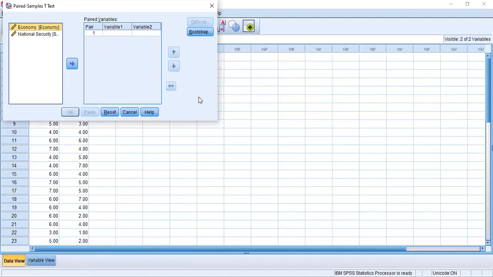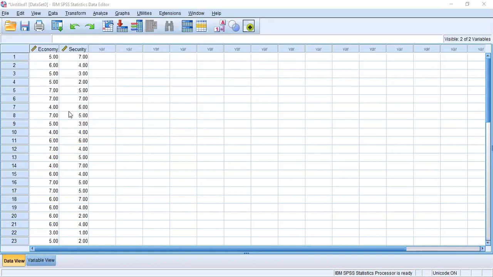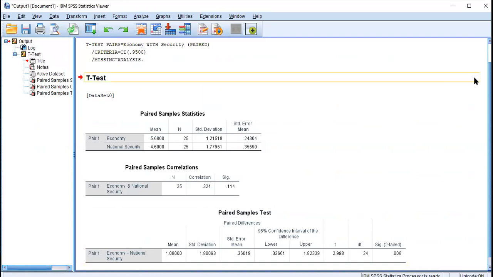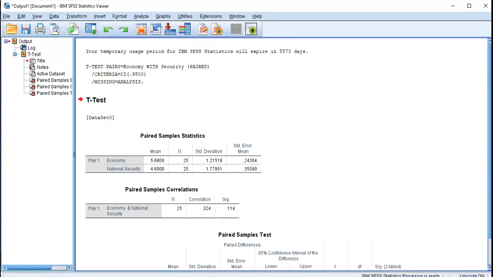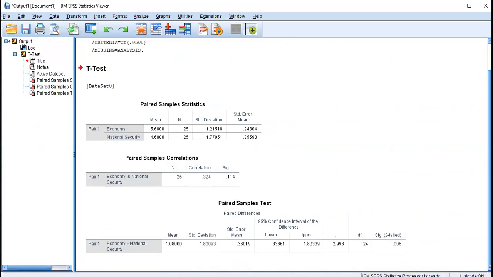Here we get pair 1: economy, that is variable 1, and the second variable is national security. These two variables we have paired, and then we simply click OK. I'm now turning to the new share, where I'll show you the output file. So now the output file is in front of you.